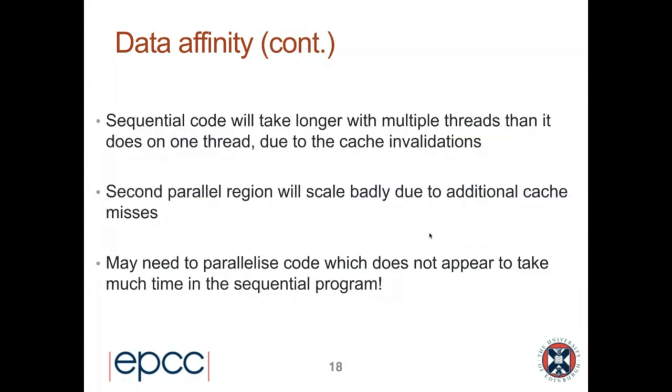So in the second example, what we see is not only will the second parallel region scale badly because of the additional cache misses, but the sequential code in the middle, the loop in the middle, will also take longer, because that process of invalidating other copies of the data that's being accessed also takes time. So the result of this is that you may end up needing the parallelized code, which doesn't appear to take much time in the sequential program.